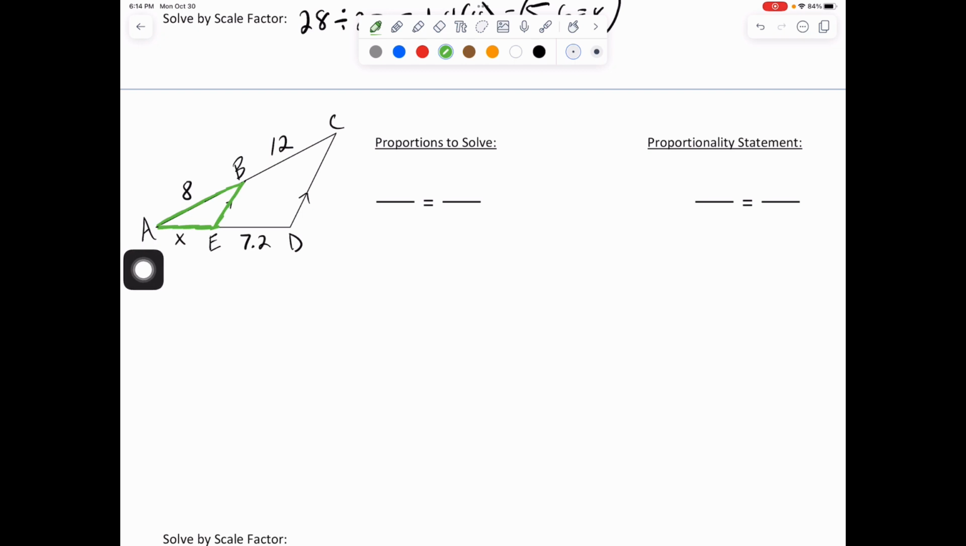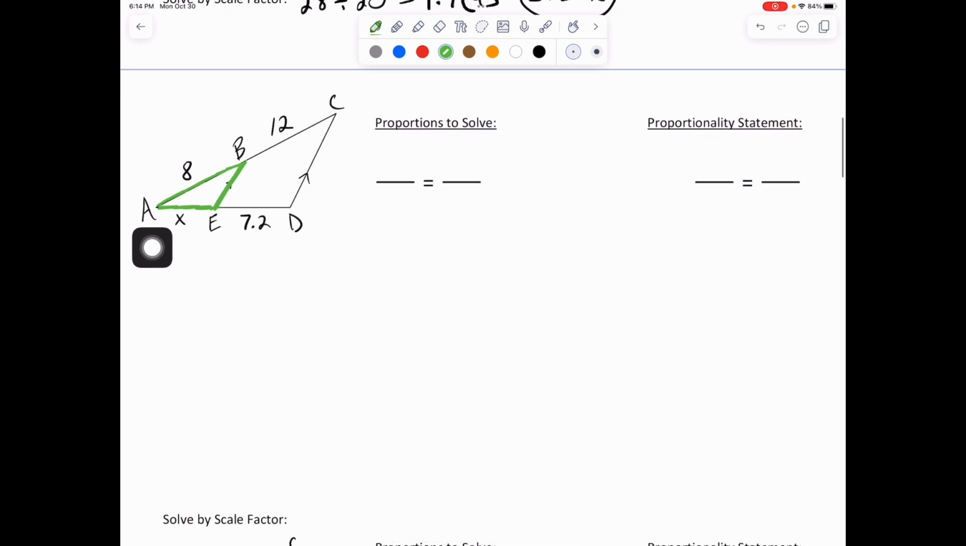Now, even if I start here with AE, well, when this came gashing through, it's telling us that AE corresponds with ED. So AE in green corresponds with ED in black. All right, and AE is represented by an X. ED is represented by a 7.2.